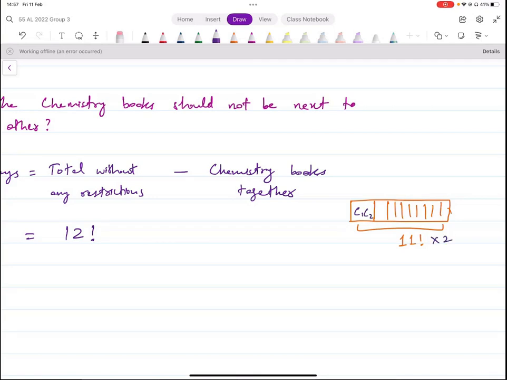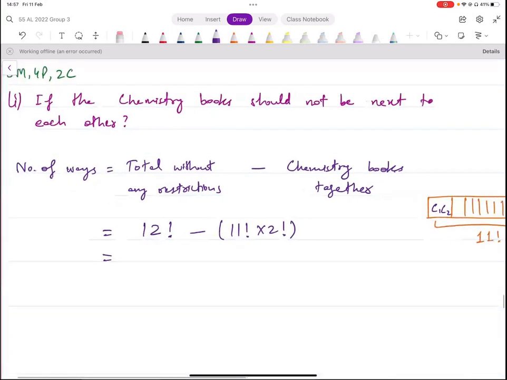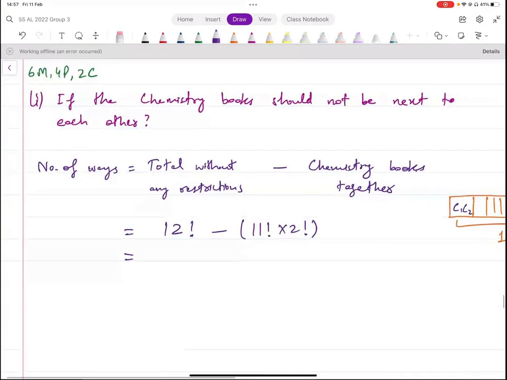उनकी arrangements कितनी होंगी? They are 2 factorial. तो वो जो केस था उसमें से इसमें से माइनस कर दें 12 factorial minus 11 factorial into 2 factorial, and that's going to give you the number of ways, the number of arrangements in which the chemistry books are not together. ठीक है? Is this clear to everyone?